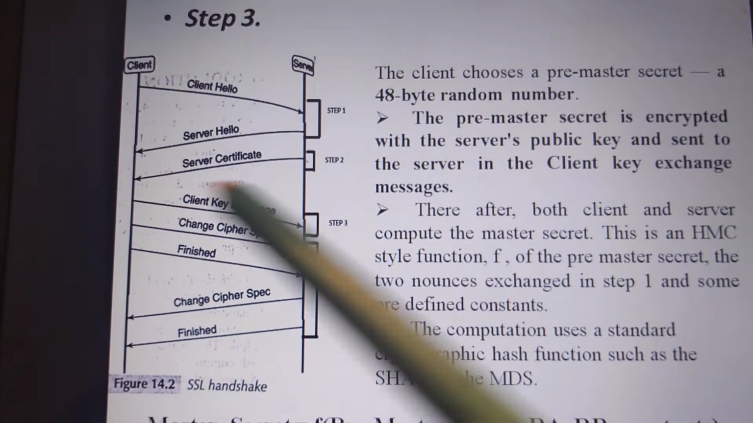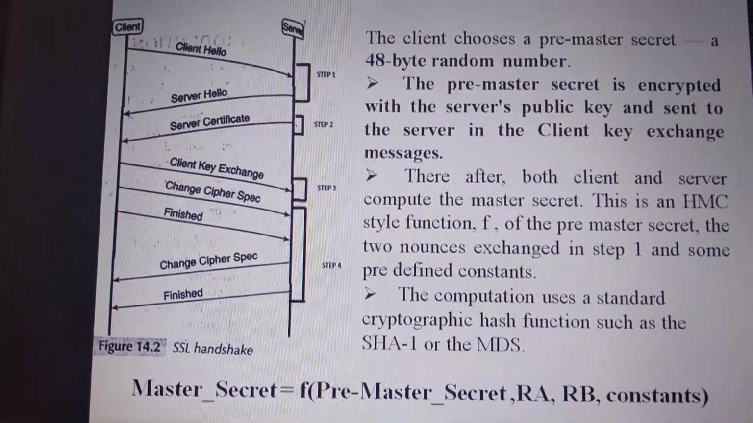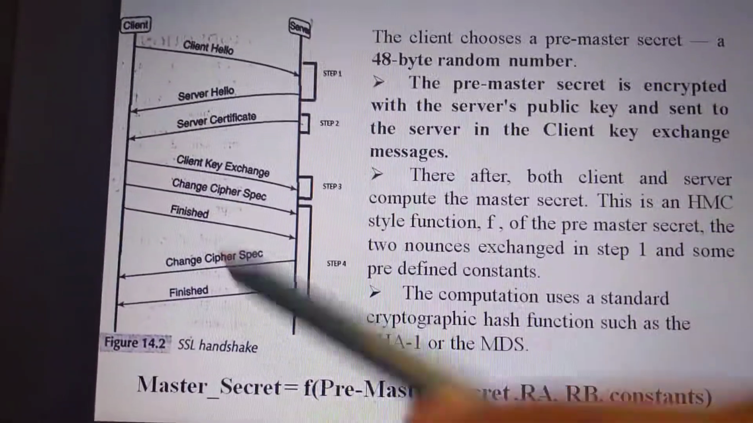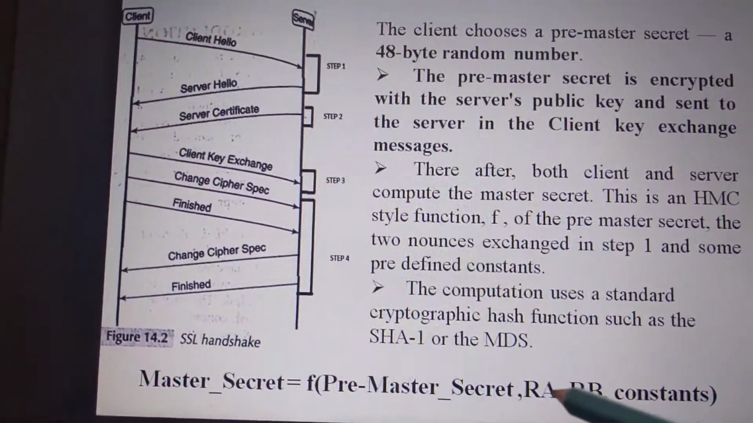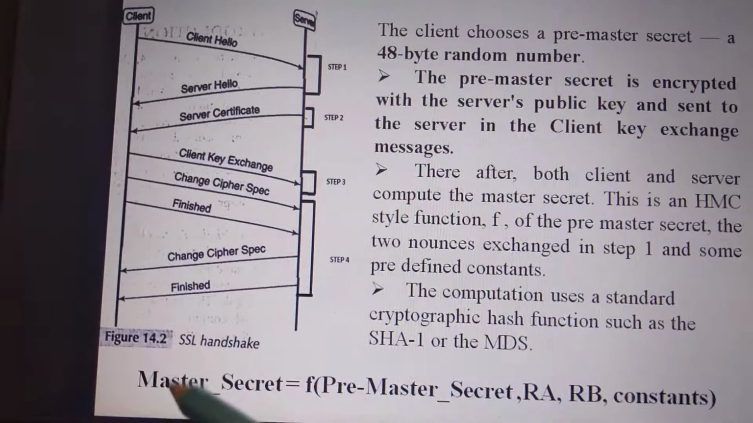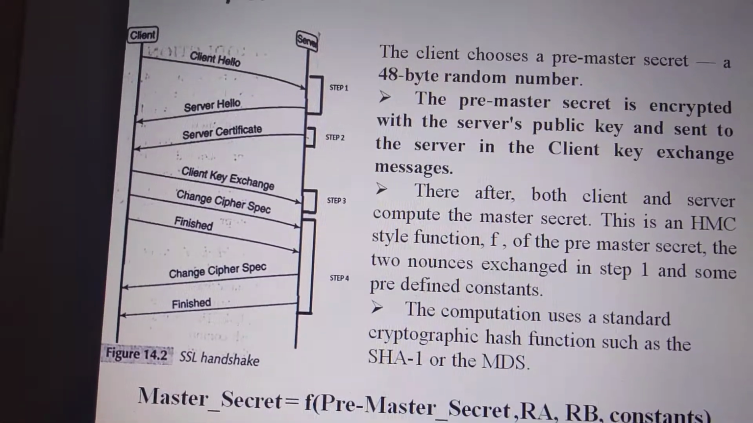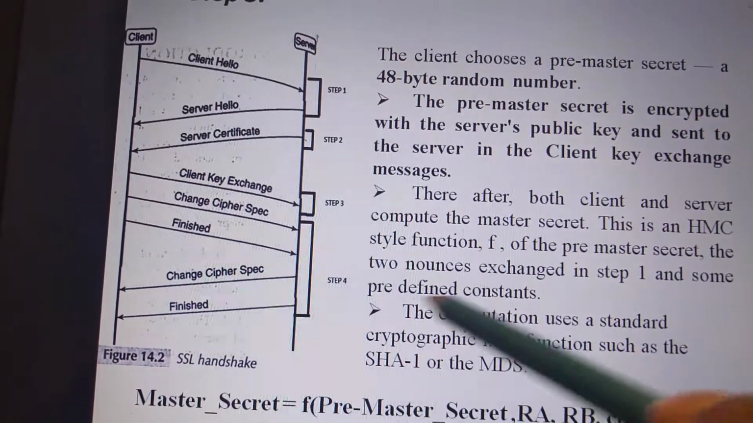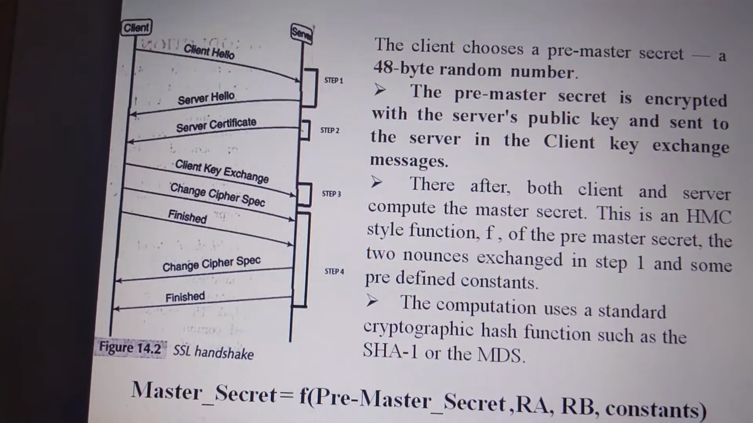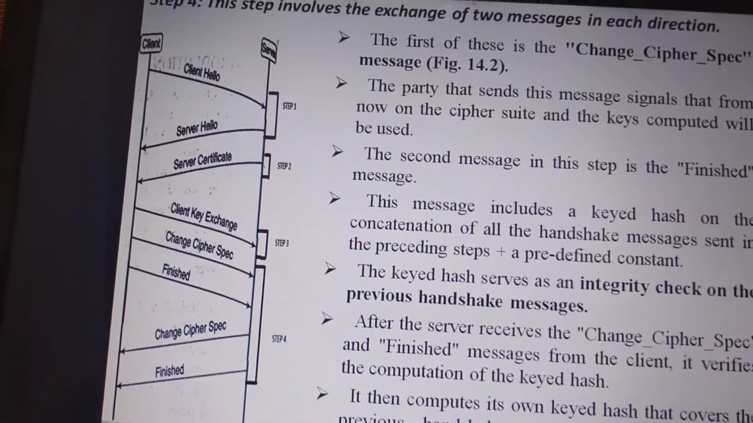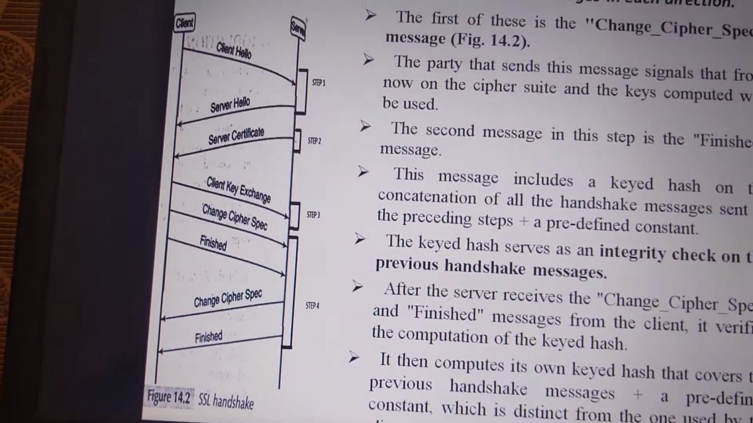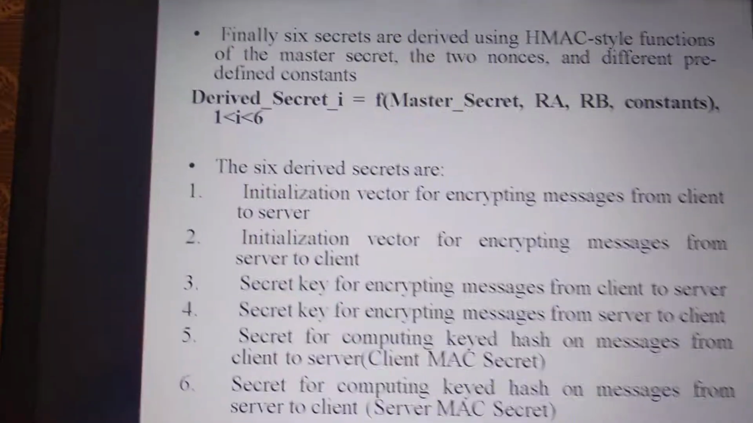Thereafter, both the client and server are going to compute the master secret, and this is actually an HMAC style function, that is, a function which will be applied on the pre-master secret with the nonces RA and RB and with some predefined constant. Like this they are going to calculate the master secret. The computation uses standard cryptographic hash functions such as SHA-1 or MD5.